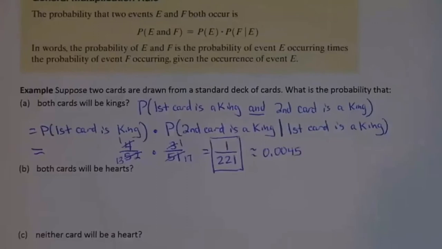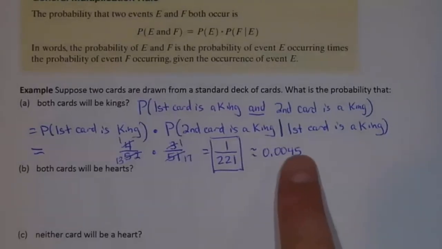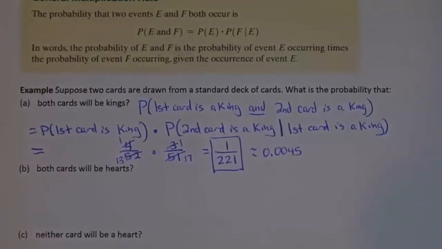So if I were to shuffle the deck of cards and draw out 2 cards and look at them, put them back in, shuffle the deck, draw out 2 cards and look at them, and shuffle the deck, draw out 2 cards and look at them. If I were to do that 10,000 times, then about 45 times out of the 10,000 times, I would get 2 kings.